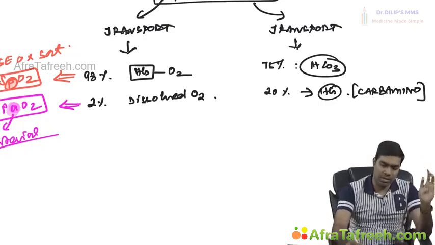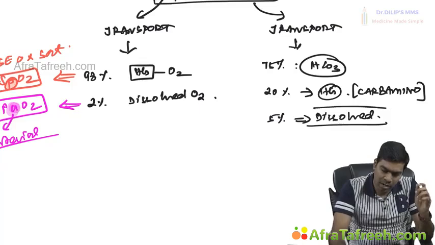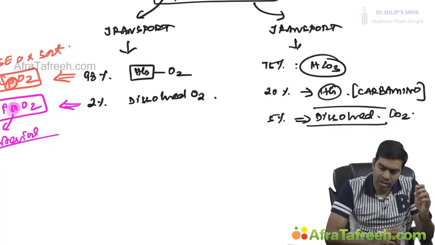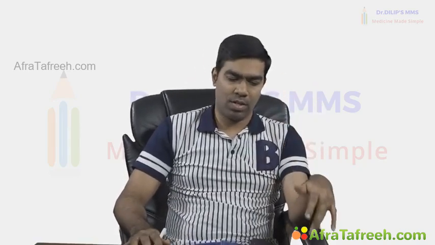So 20%. Approximately 5% is transported in the form of dissolved carbon dioxide, and this is what we are measuring in the ABG in the form of PaCO2. PaCO2 is how much carbon dioxide is dissolved in the blood. So that's what you are going to find out by PaCO2. So these are the basics. This is how oxygen and carbon dioxide are getting transported.